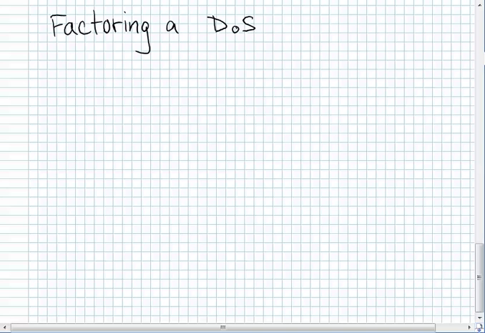Here's a difference of squares. That was a weird sound. I don't know, it just kind of came out. I'm trying to sound really cool, but I just don't think I'm doing a very good job.